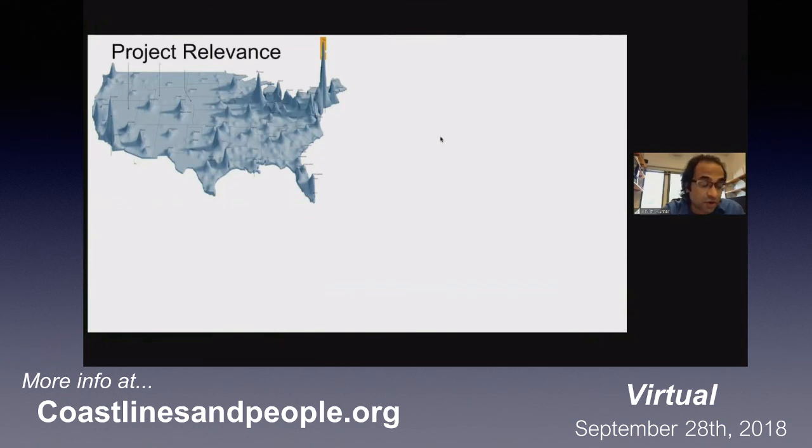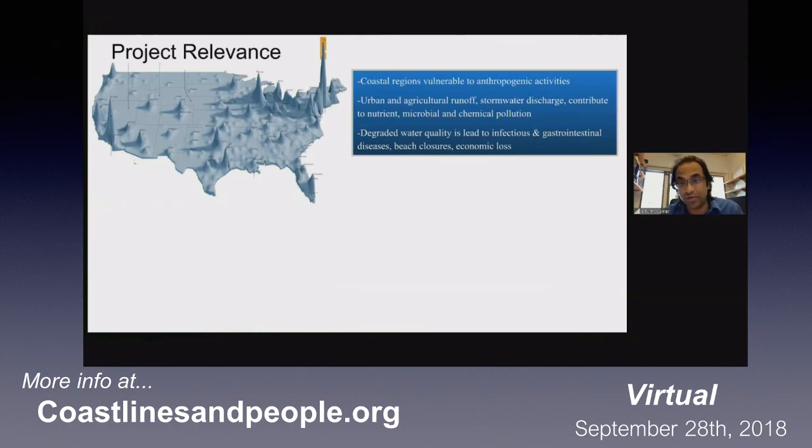The project relevance is obvious. More than 50% of the US population lives along the coast. And most of these coastal regions are vulnerable to anthropogenic activities. Urban and agricultural runoff, along with stormwater discharge, contribute to nutrient, microbial, and chemical pollution along the coastal U.S. The degraded water quality is often leading to infectious and gastrointestinal diseases, beach closures, and economic loss.